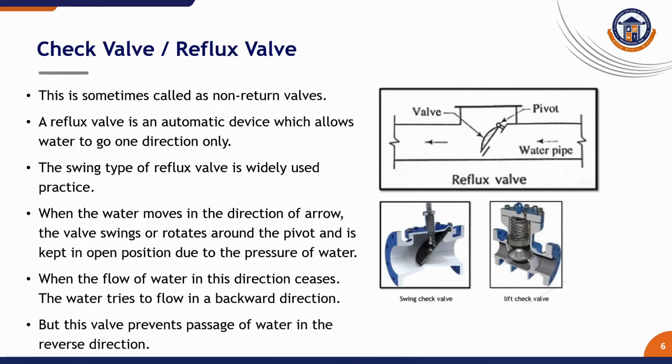Check valves, also called reflux or non-return valves, allow flow in one direction only. These are essential to prevent backflow, which can cause contamination, pressure loss, or system damage. The swing type check valve is commonly used. It operates automatically. The disc swings open with forward flow and swings shut when the flow reverses. The typical uses of these check valves are at pump outlets to prevent backflow into the pump, in systems prone to pressure changes or sudden shut-off events.